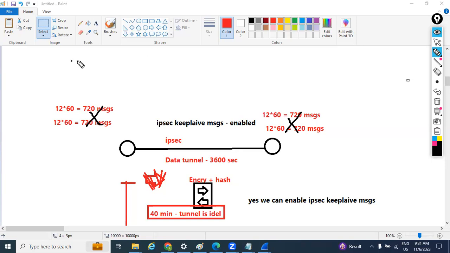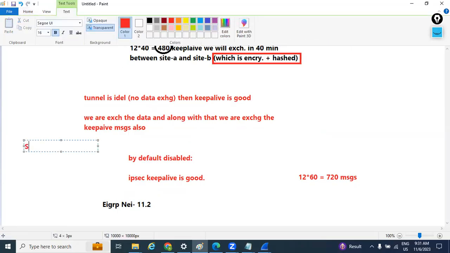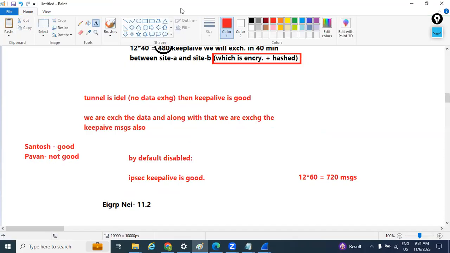So this is the timer where I'm using 5 seconds. We can modify the timer. Let's consider the IPsec keep alive messages timer is 3 seconds. Then again, we have a higher number of messages. Clear? Okay. So sometimes it's an advantage, sometimes it's a disadvantage. So that is scenario to scenario. This is good, as Santosh is saying, but Pawan is saying, okay, not good for myself. Is this clear or not?